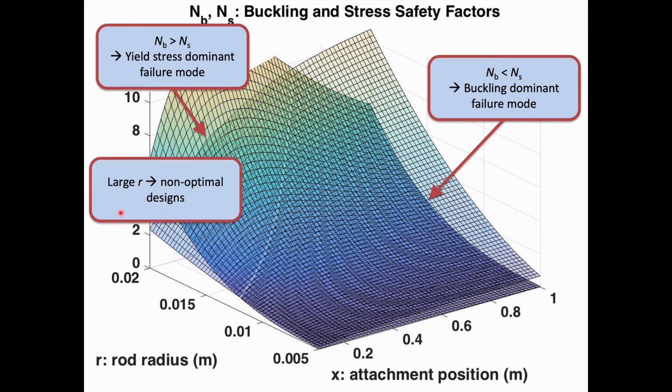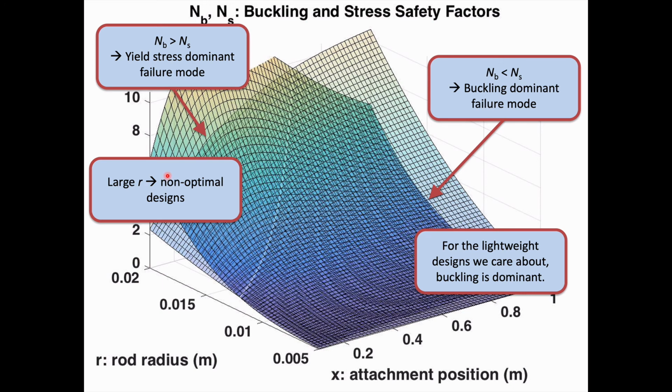Over here, we have large radius design. So we have a small radius design here. Here we're increasing the radius. Large radius designs are going to have high mass. They're not going to be optimal designs. We're trying to minimize mass. For the lightweight designs that we care about, that have a low radius and a small attachment position, buckling is the dominant failure mode. This is a really big observation.